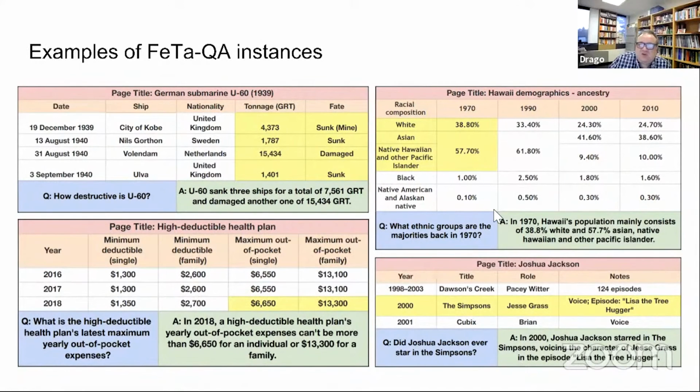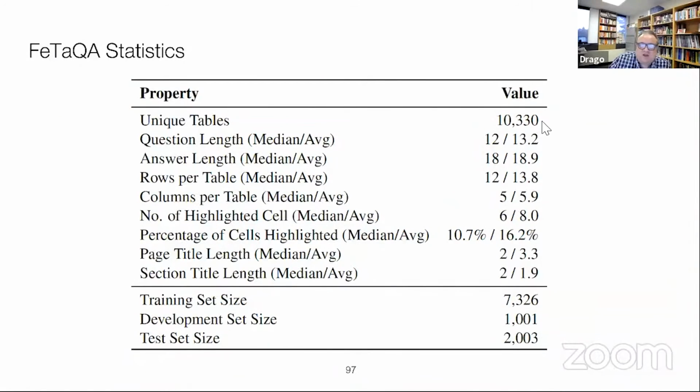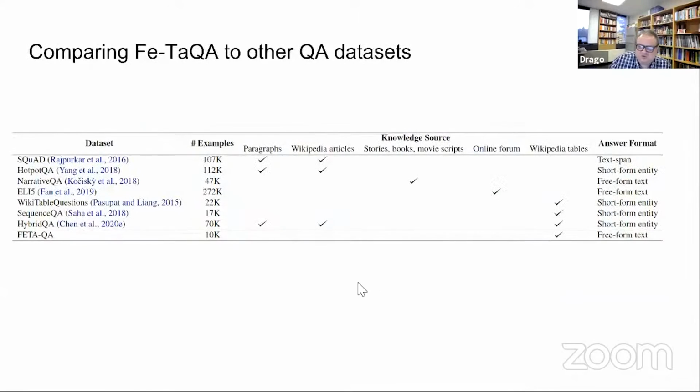So again, we have collected a large number of such data points. Right now we have a total of 10,000 tables, and you can see we have 7,000 questions for training and another 3,000, so a total of 10,000 across training, dev, and test.